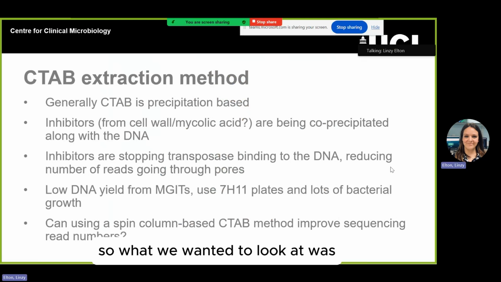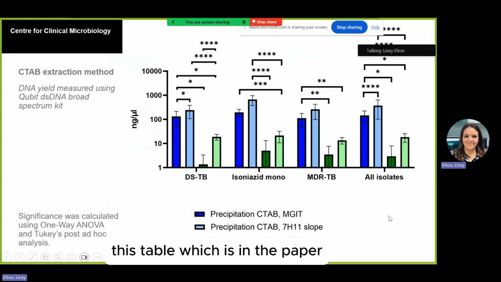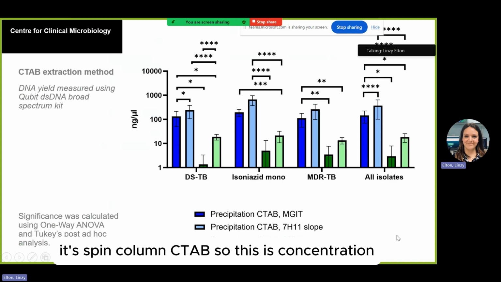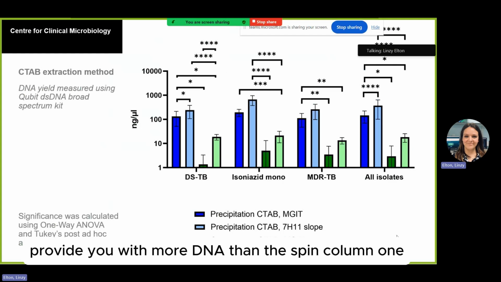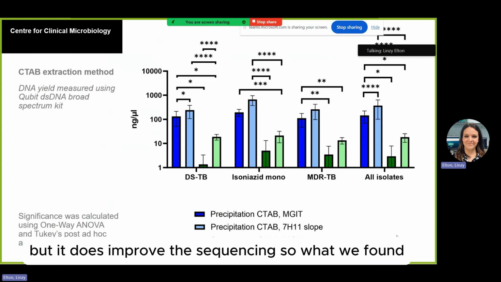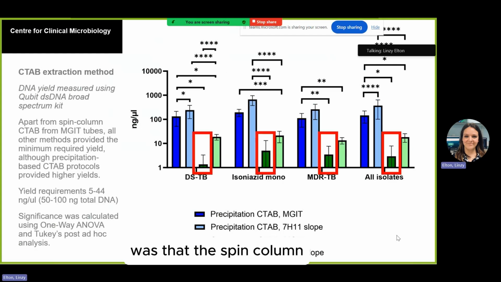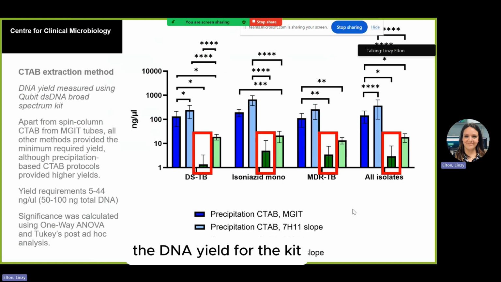So what we wanted to look at was that Oxford Nanopore had been developing a spin column based CTAB method to see whether that improved the number of sequencing reads. This table, which is in the paper, shows precipitation CTAB in blue, and spin column CTAB in green. This is concentration, and you can see that precipitation CTAB does provide you with more DNA than the spin column one, because you co-spin with quite high salt, and that reduces the amount of DNA, but it does improve the sequencing. What we found was that the midget tubes did not provide as much yield as we needed. So what we ended up doing, in the light green, is spin column CTAB using a 7H11 slope. So the DNA yield for the kit we ended up using is 5 to 44 nanograms per microliter. So that provided enough.